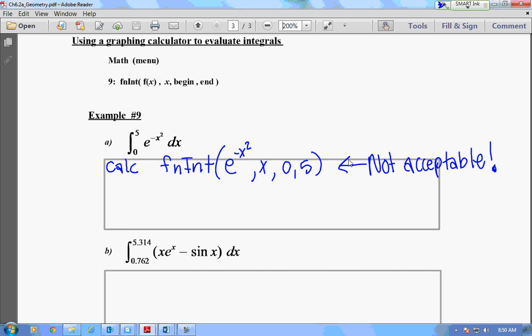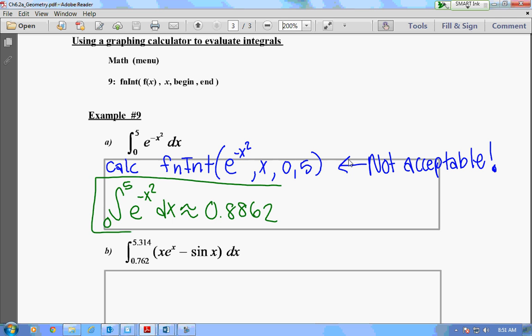What is acceptable is writing the integral notation, 0 to 5, e to the negative x squared dx is approximately, because that decimal went on, right? We can't say equals. You have to say approximately 0.8862, and we do 4 decimal places here, right? All of that boxed up.